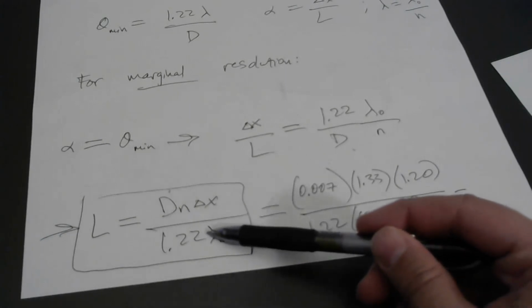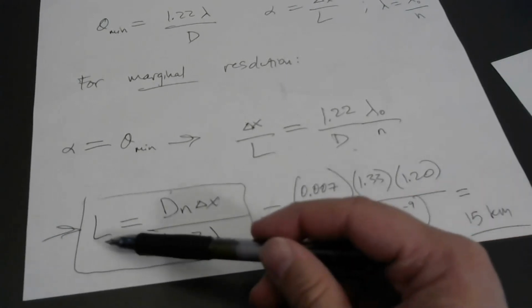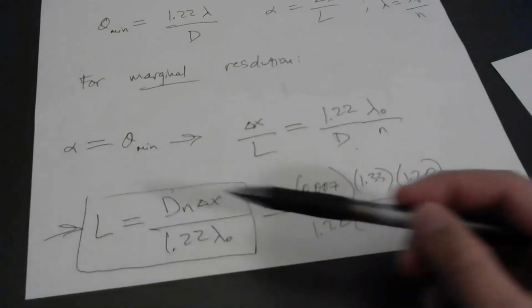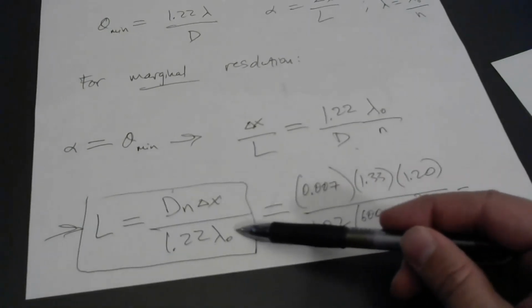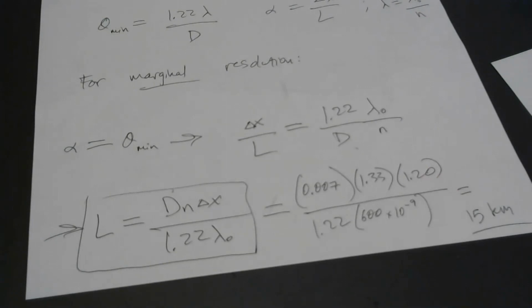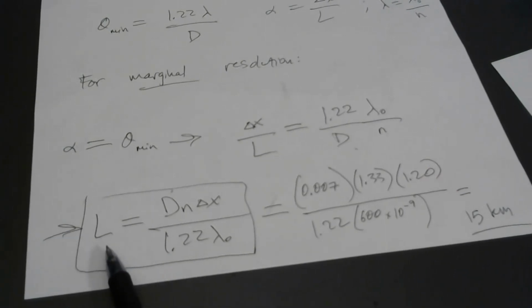What about this? The vacuum wavelength. In order to increase the distance at which you could still resolve, you could make the wavelength shorter. That's interesting. That would suggest that if you were to image something in the ultraviolet part of the spectrum where the wavelength is shorter, you could get better resolution, or you could still distinguish those features even if they were farther away. What else does this suggest?